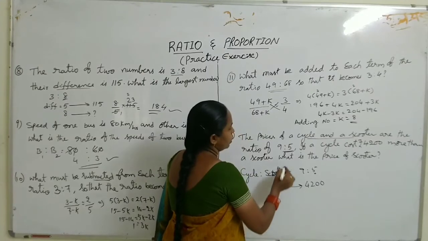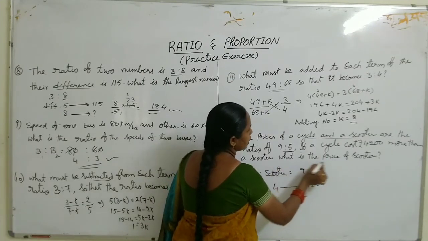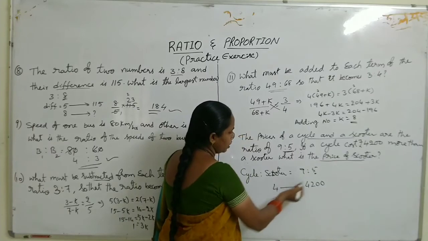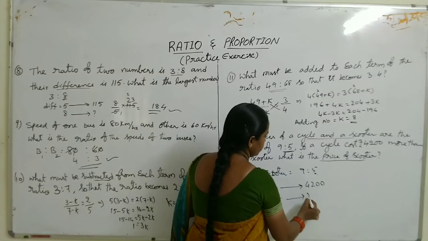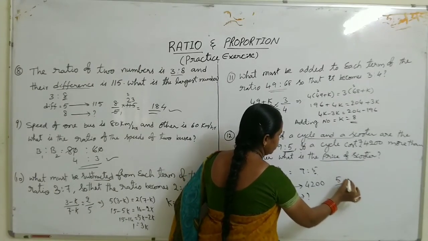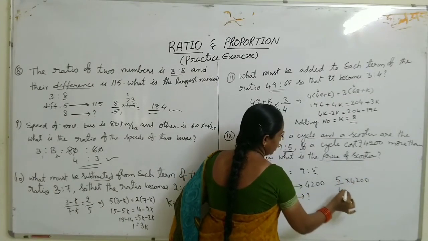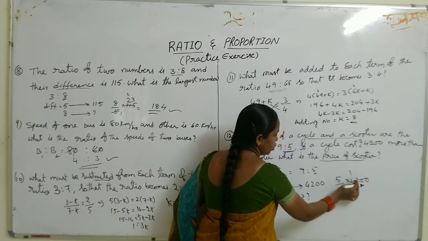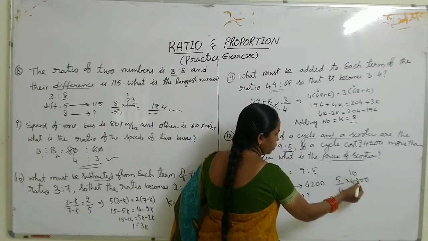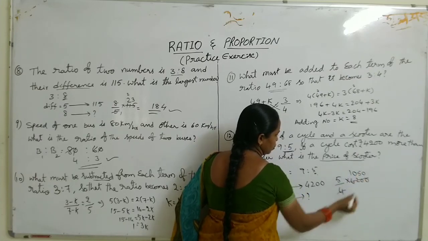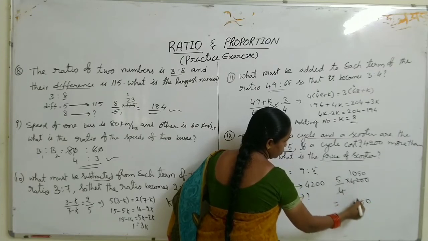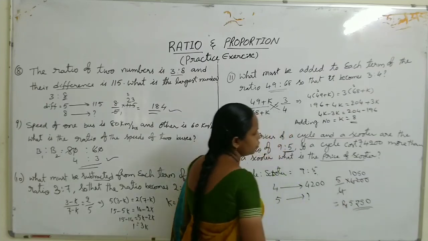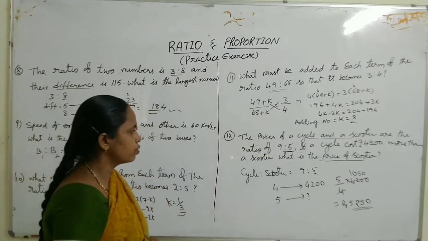Then what do we have to find out here? The price of the scooter. Scooter means 5 units. So 5 by 4 into 4200. 4 ones are 4, 2 is not divisible by 4 so keep 0. Next 20, 4 fives are 20, 0. That is 0, 5 fives are 25. 5 hundreds, 5 ones are 5. So 5250 rupees is the cost of the scooter.